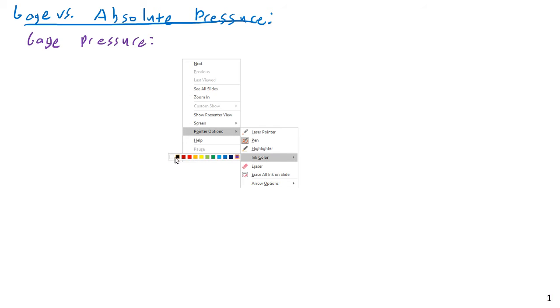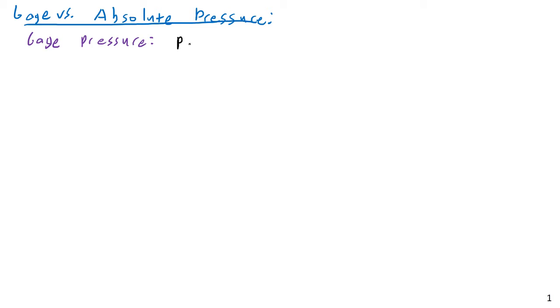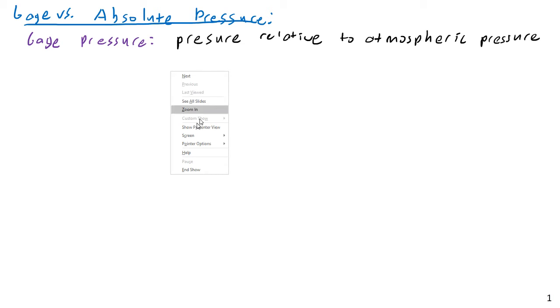So it's always measured in relation to atmospheric pressure. It can be less than atmospheric pressure or greater than atmospheric pressure. Relative to atmospheric pressure. And then atmospheric pressure, where does that originate from? Again, that originates from the column of air above a point in the atmosphere.